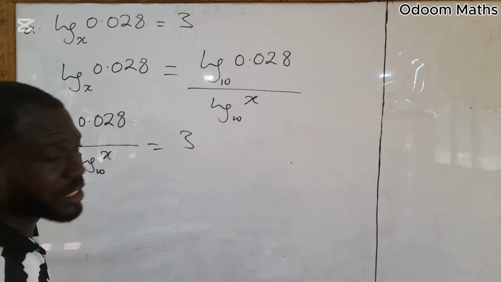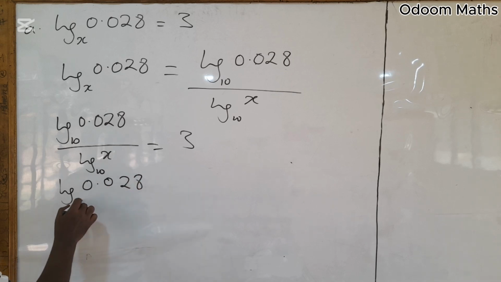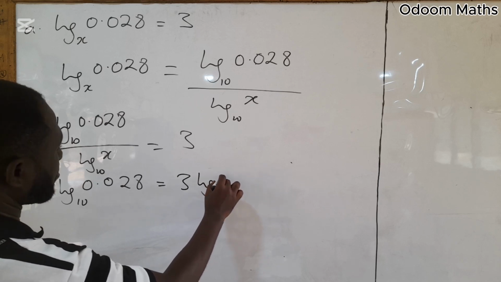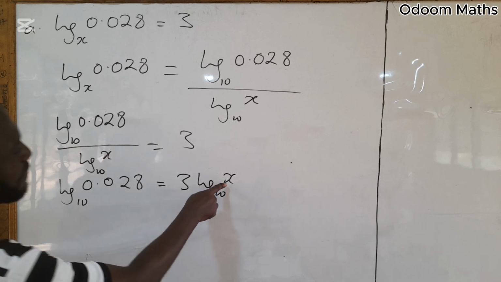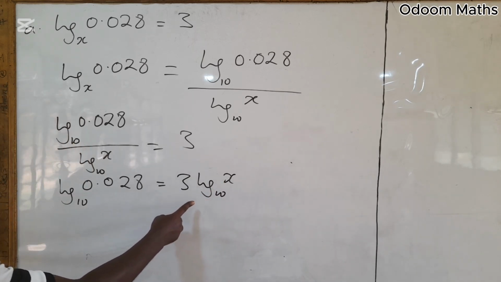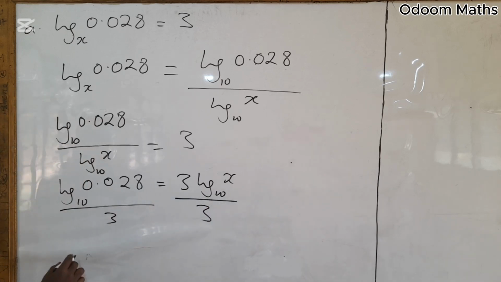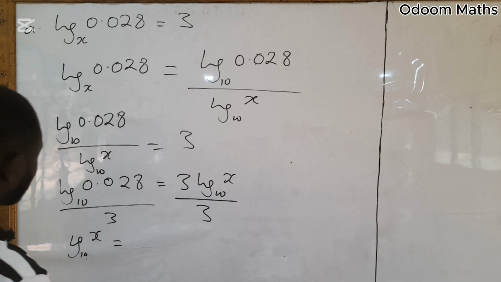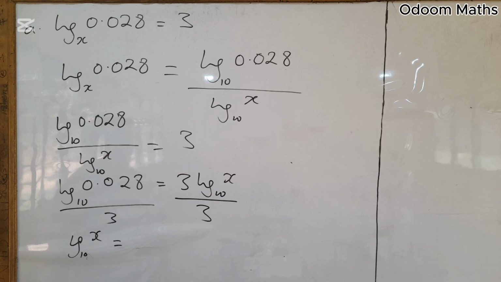Then we need to do cross multiplication. So log 0.028 base 10 is equal to 3 log x base 10. Now from here we are solving for x, so we need to divide both sides by 3 first. Now we have log x base 10 is equal to this one. So let's divide log 0.028 base 10 by 3 and see what we are going to get.